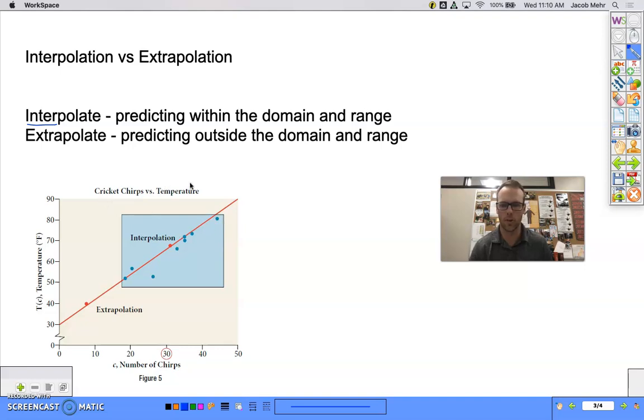This is, again, cricket chirps and temperature. They have their axes switched from what we decided to do, and that's okay. They made a prediction here for 30 chirps and a temperature of, I don't know what that is, close to 65 to 70. Notice this prediction is within all these points that we have. That would be a good prediction.